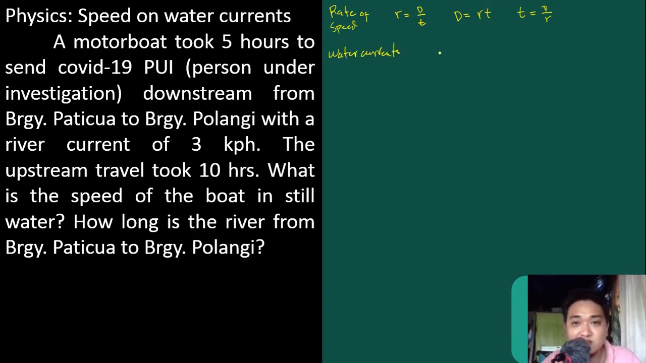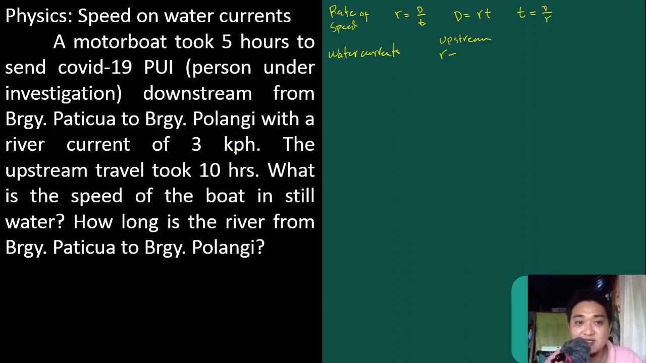Yung water currents. Pero napaka-simple lang po ng concept niya. Kasi pagka upstream, meaning pag pa-akyat ka, syempre, you will be against the water current of the river. So, pag upstream, kung ano man yung rate ng bangka natin, that is minus kung ilan yung rate or kung ilan yung speed nung river.